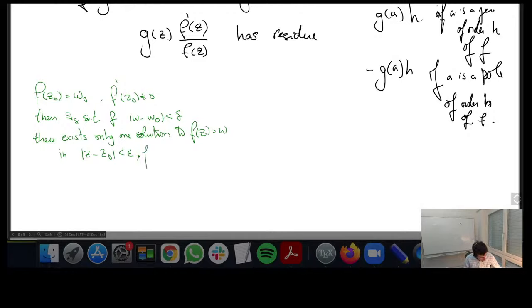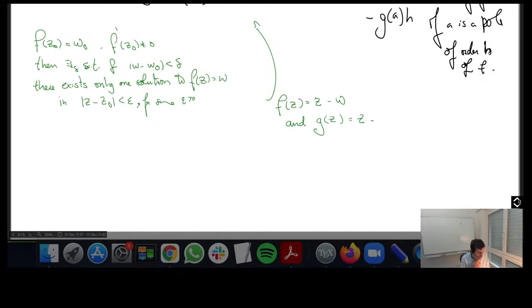Okay, for some epsilon. Okay, so we saw this. Now let's apply the theorem. Now we apply the theorem from above for, I believe, f of z equals z minus w, and g of z equals z. Okay, so the zero, right? Now in these little neighborhoods, the zero of f of z is exactly at w, right?